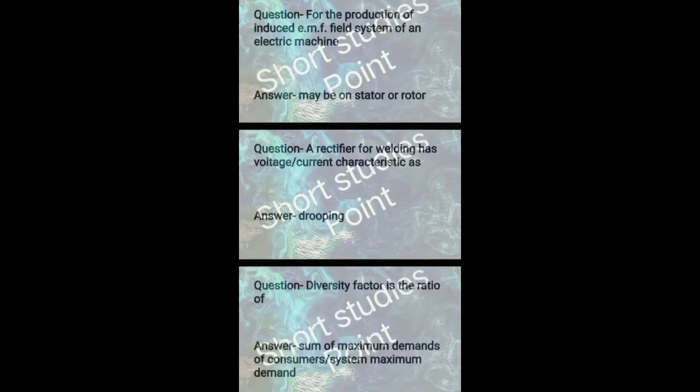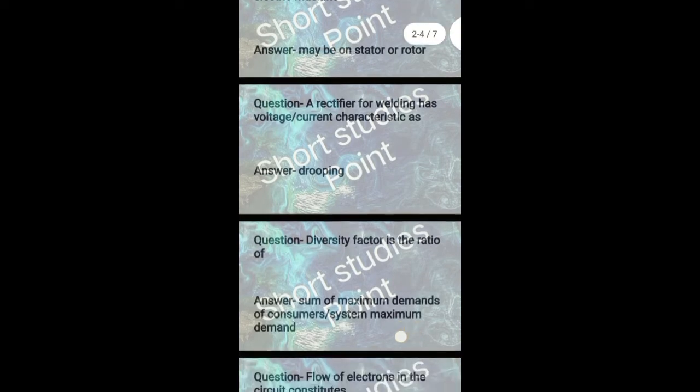Question, for the production of induced EMF, the field system of an electrical machine, answer, may be on stator or on rotor. Next question, a rectifier for welding has voltage current characteristics as dropping. Next question, diversity factor is the ratio of sum of maximum demands of consumers upon system maximum demand.